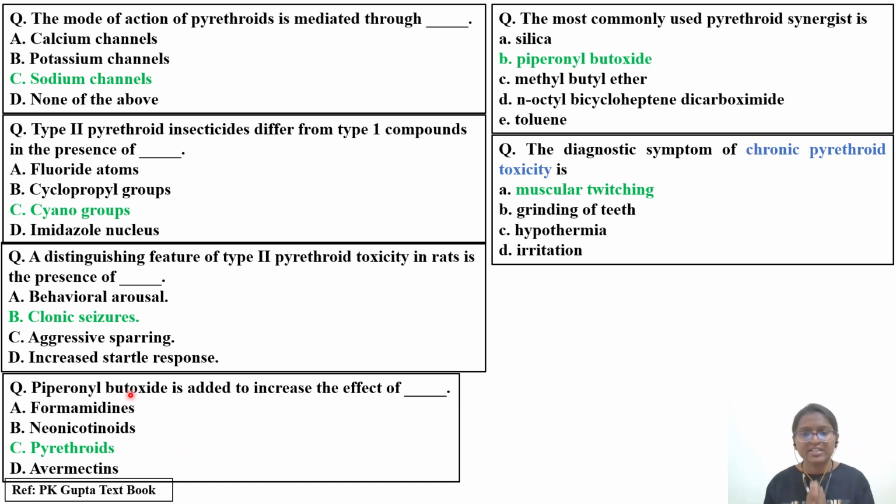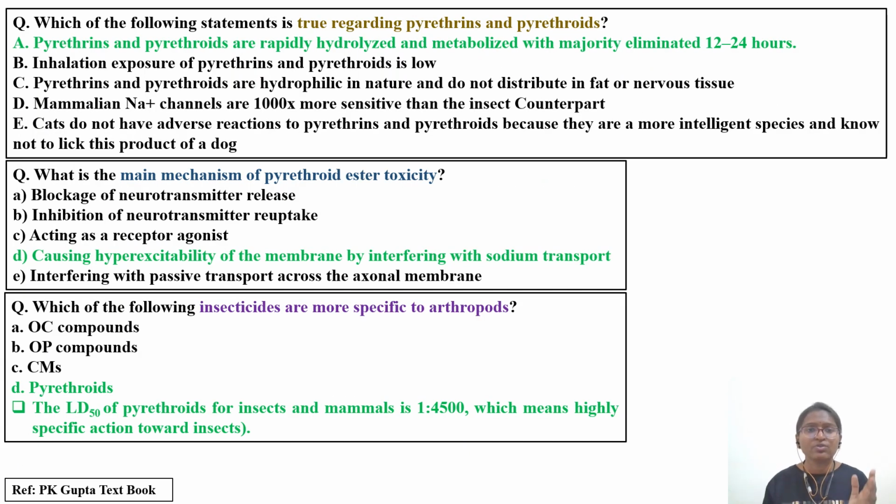Piperonyl butoxide, we have seen, acts as a synergist. Okay, and a diagnostic feature of chronic pyrethroid toxicity is muscle twitching. Muscle twitching may be replaced by some other option like athetosis, so you have to remember that example. Okay, so, which of the following statements is true regarding pyrethrins and pyrethroids? Once you understand the difference between them, you will be able to answer the exam. Pyrethrins and pyrethroids are rapidly hydrolyzed and metabolized, mostly eliminated within 12 to 24 hours. The main mechanism of pyrethroid ester toxicity is causing hyperexcitability of the membrane by interfering with sodium transport.